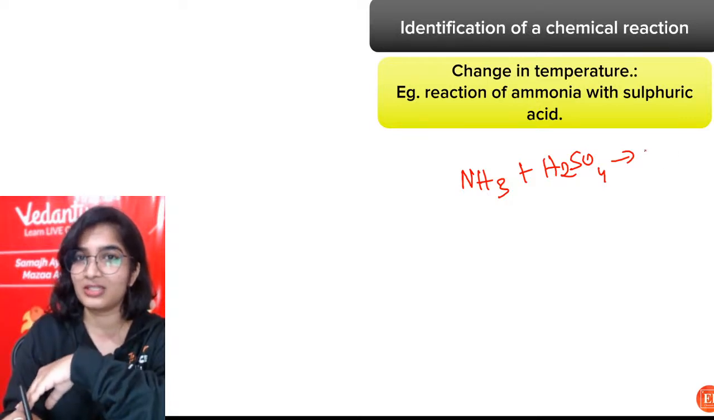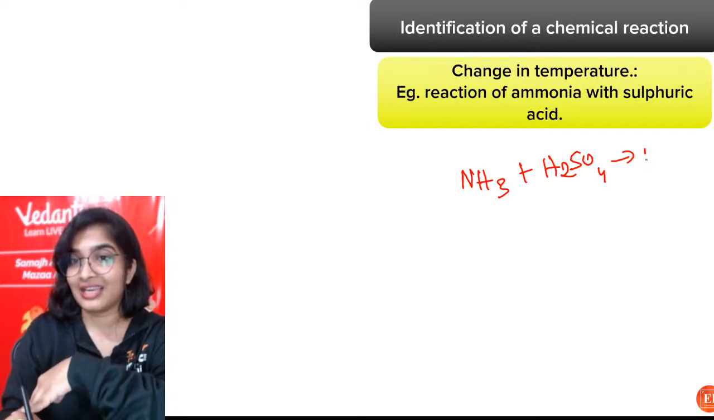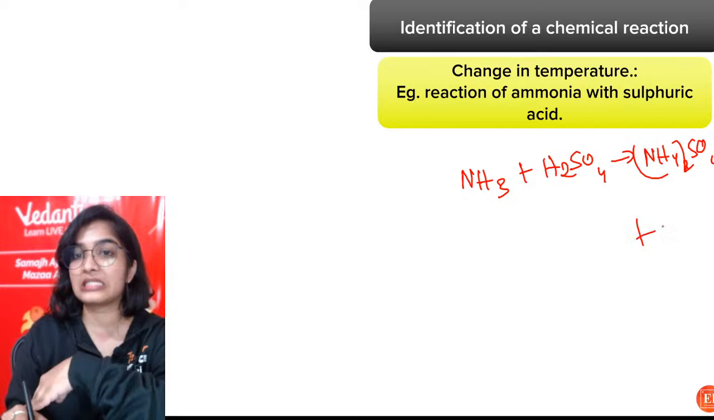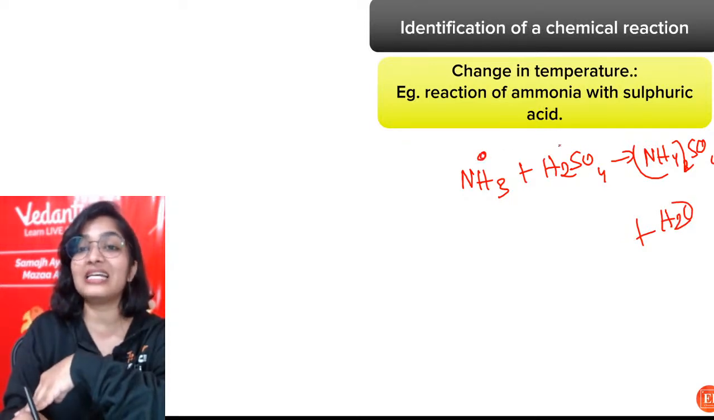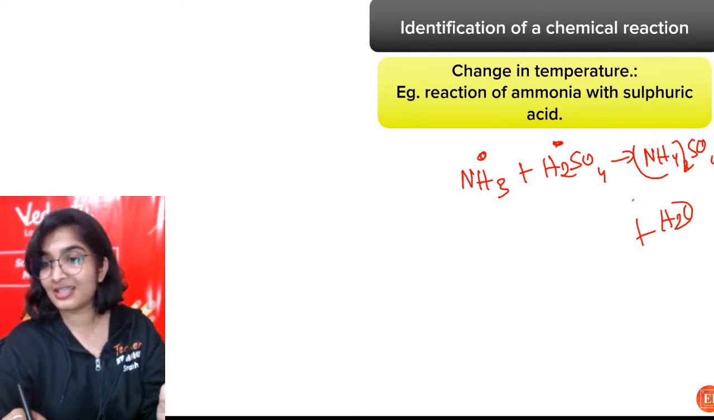NH4HSO4 will be formed. What is it? NH4 twice SO4, ammonium sulfate, plus water. See, ammonia is a base, whereas sulfuric acid is an acid. What kind of reaction is this?